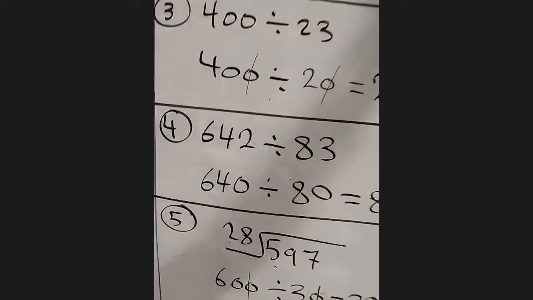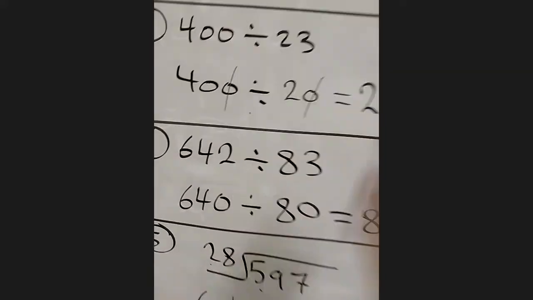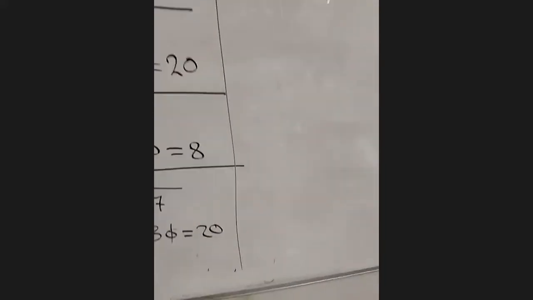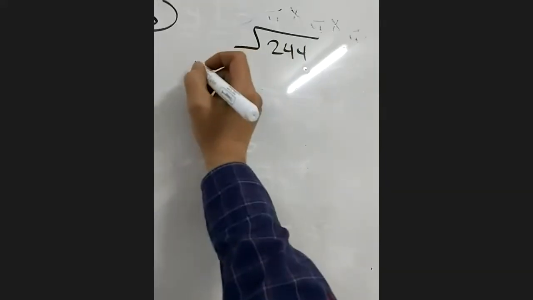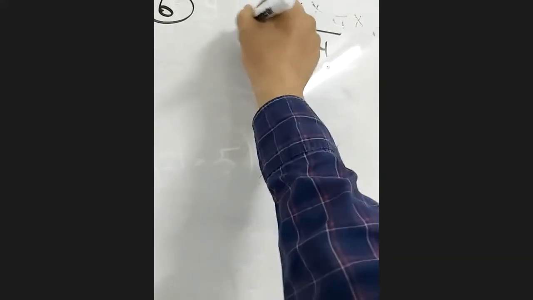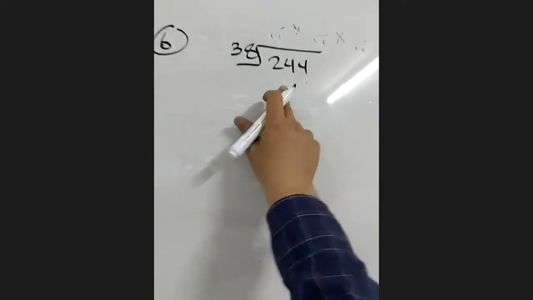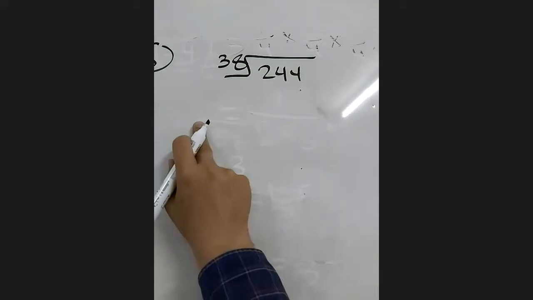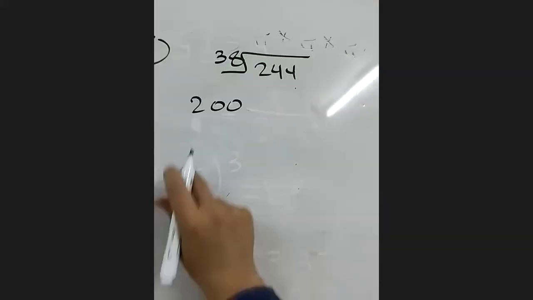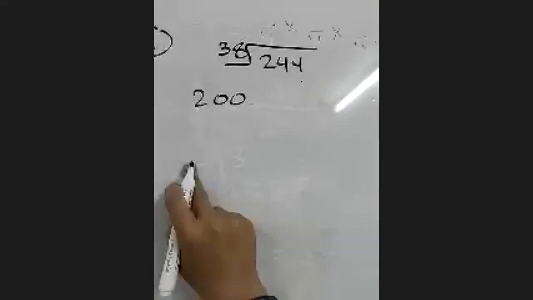Question 6, guys. Who can help me with question 6? Excellent, Ziyad. Question 6, Omar Adnan. Are you here, Omar? Yes. Yalla, Omar, say question 6. We have 244 divided by 38. What will you estimate 244 as? I will estimate 200, you mean? Yes. Divided by the 38.